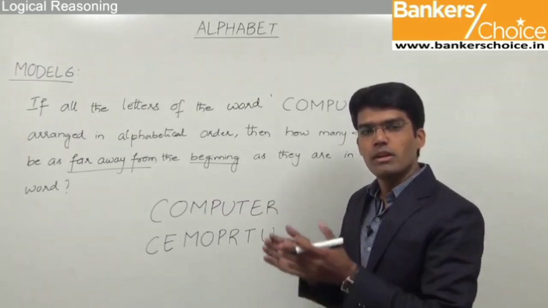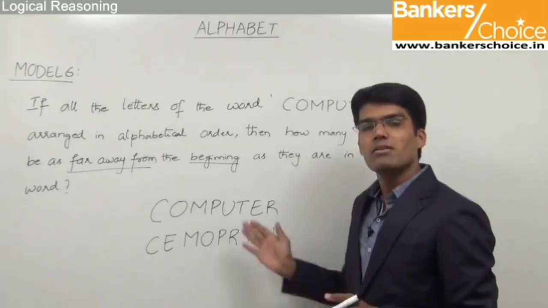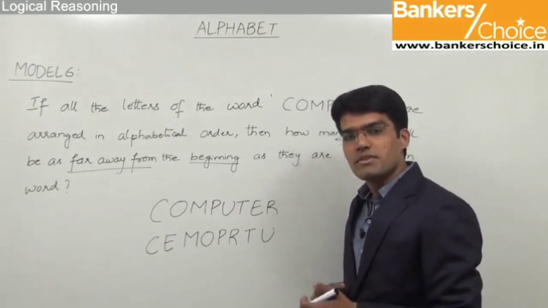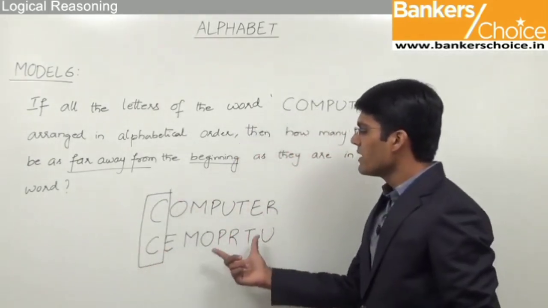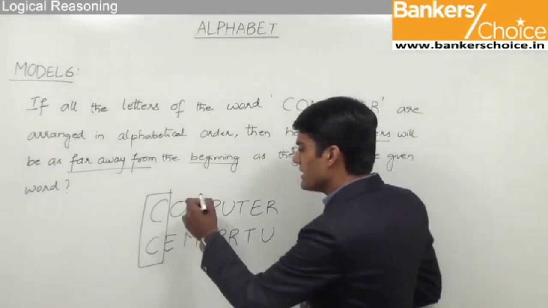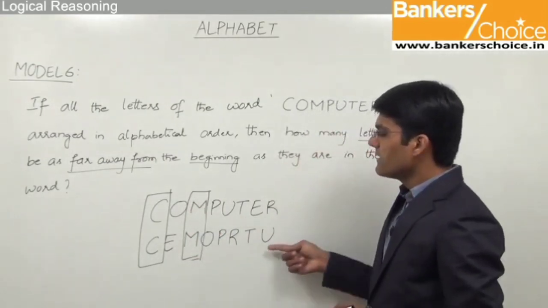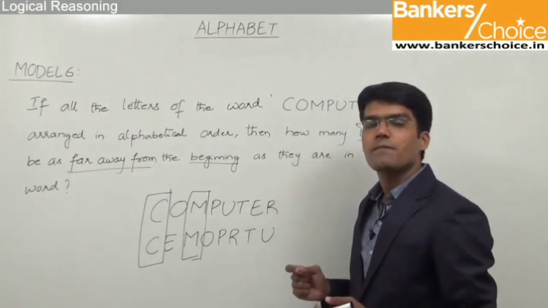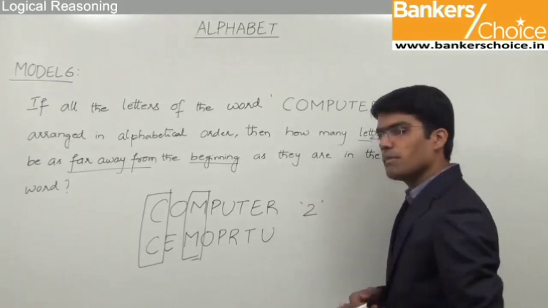Now that is nothing but we only need to check how many of the letters remain in the same position. So without worrying about whether they are as far from the beginning or not, let us just check how many letters are in the same positions. So if you see here, the letter C is in the same position in the original word as well as the word which is obtained after rearrangement. Similarly, the other letter which is in the same position is the letter M. And then there is no other letter which comes in the same position. So we can say that there are two letters which are as far from the beginning as in the given word. So the answer here for this question should be 2.